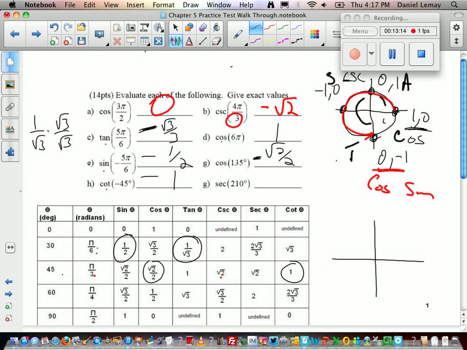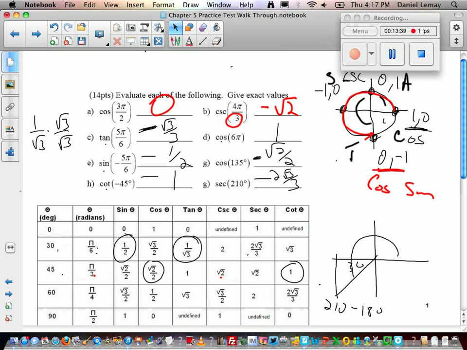Secant of 210. 210 is right about there. That's going to be 210 minus 180, which leaves me a reference angle of 30. All right, so 30. We're looking for secant. I'm seeing 2 root 3 over 3. I know down in this quadrant the cosine is negative. So that's that answer. I'm going to stop this and continue on another video.